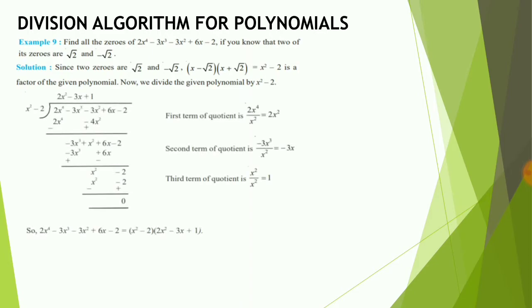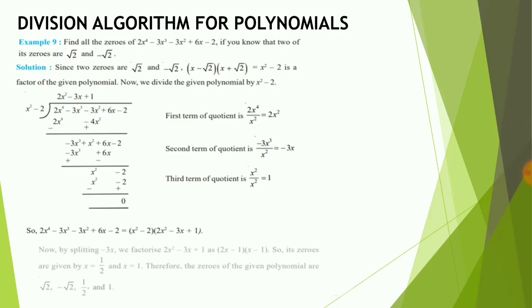So, we divide the given polynomial by x square minus 2 and we get the quotient as 2x square minus 3x plus 1. And the remainder will definitely come out to be 0 because x square minus 2 is a factor. So, naturally the remainder has to come out to be 0. So, 2x raised to the power of 4 minus 3x cube minus 3x square plus 6x minus 2 can be rewritten as x square minus 2 multiplied by 2x square minus 3x plus 1.